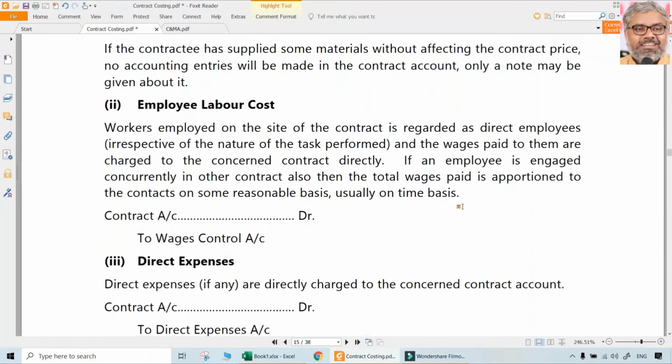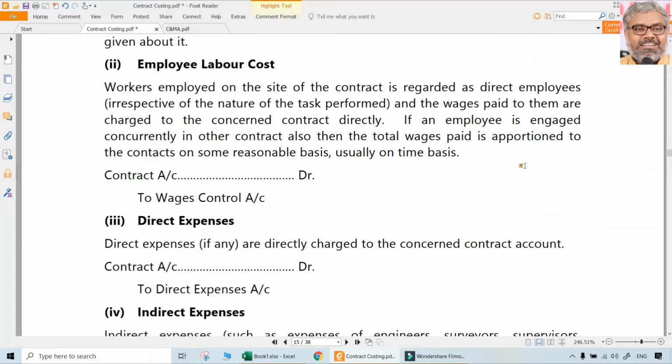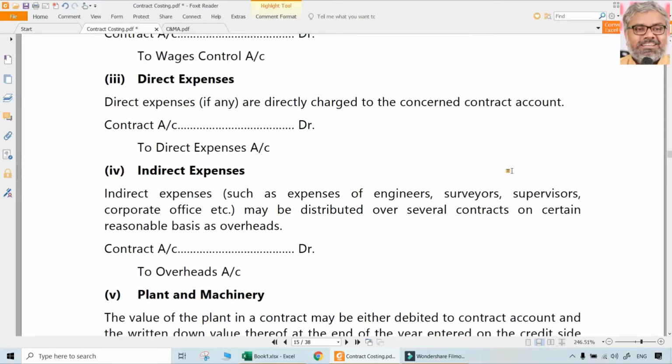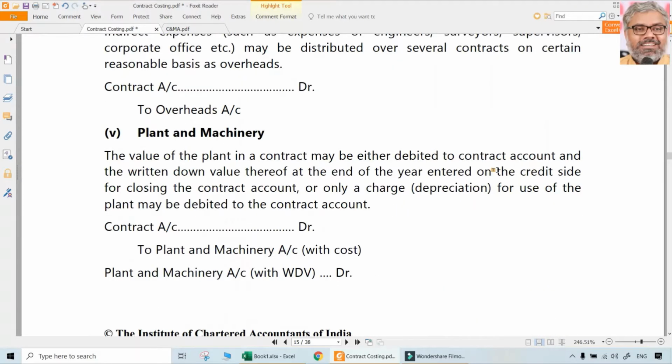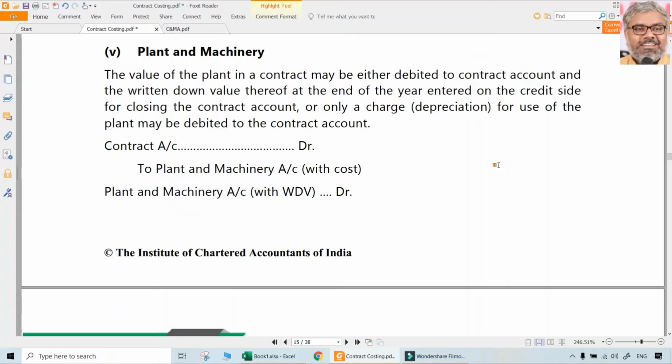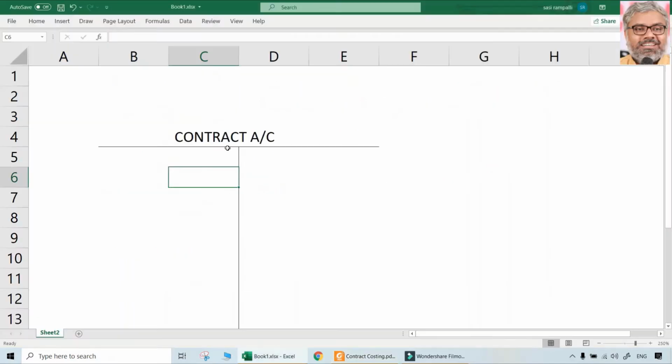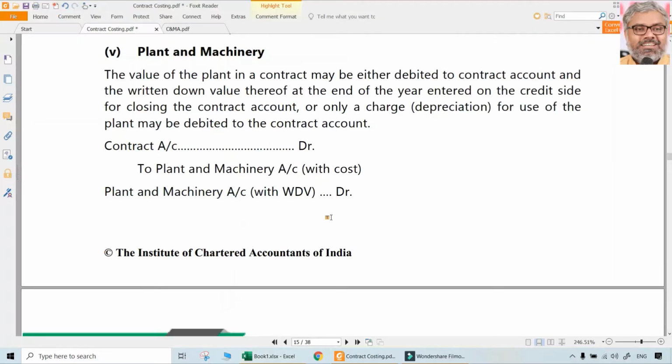So the point is, irrespective of whether it is materials issued to the contract, labor worked on the contract, direct expenses incurred on the contract, indirect expenses incurred on the contract, we don't have any other special accounts like overheads and all. Everything will be automatically debited to the contract account. So what will the contract account have on the debit side? Naturally, all the expenses it will have.